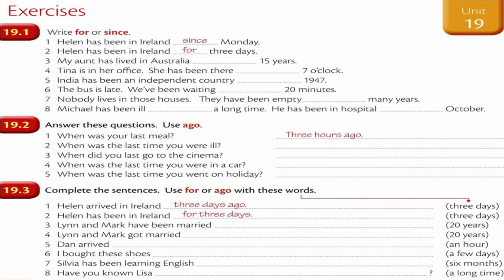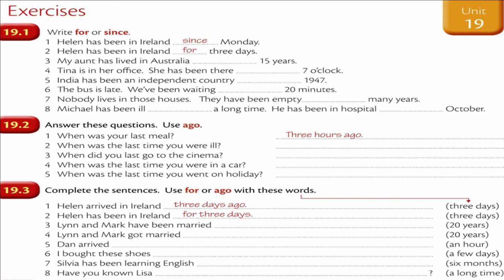Now, exercise number 19.3. Complete the sentences. Use for or ago with these words. Number 1. Helen arrived in Ireland 3 days ago. Here, ago is being used in past simple tense. Number 2. Helen has been in Ireland for 3 days. For is being used in present perfect tense.